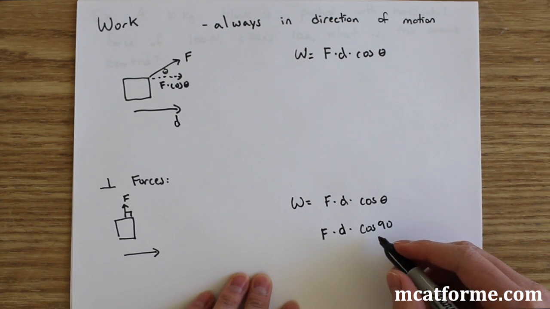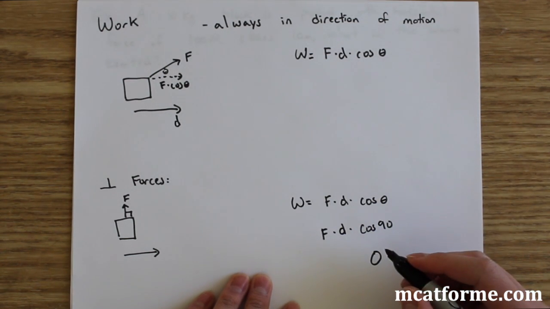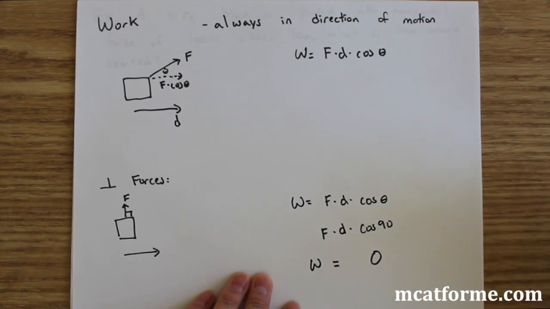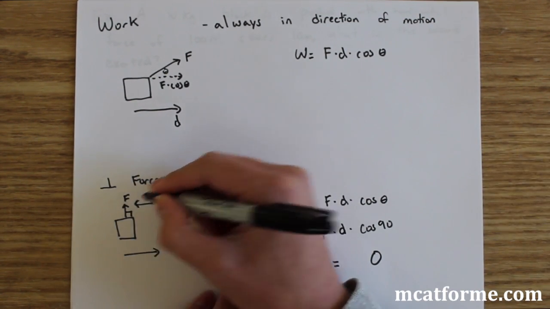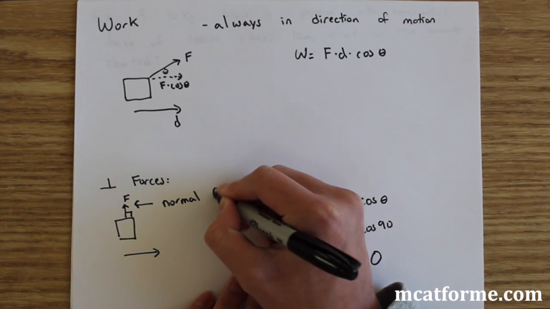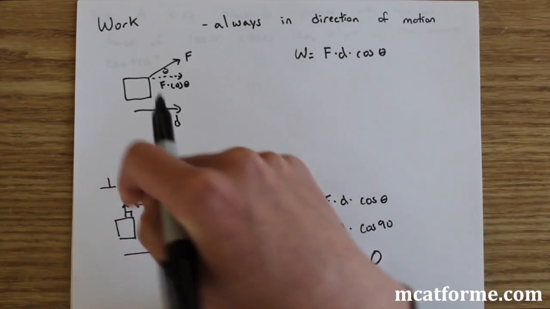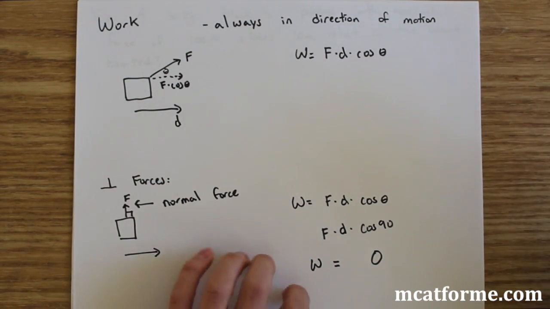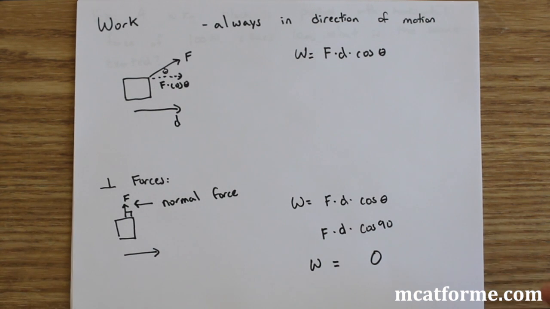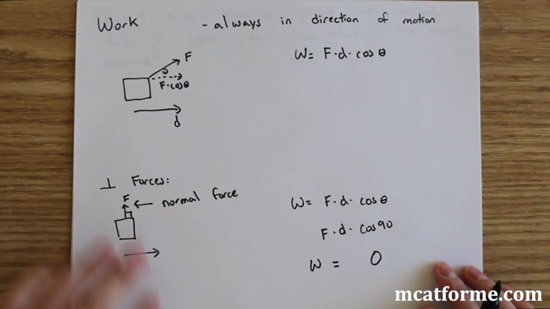Okay, so what is cosine 90? Remember, cosine 90 is 0. Okay, so the total work is going to be 0. So perpendicular forces have a work that is 0. So what would an example of this perpendicular force be? That would be something like a normal force. And we contrast that to something like a gravitational force that is pushing something down. So if we're moving in the horizontal, gravity and normal force will have a work of 0.